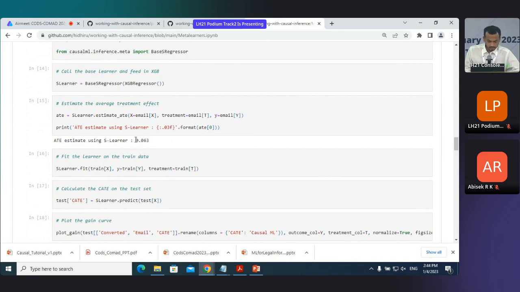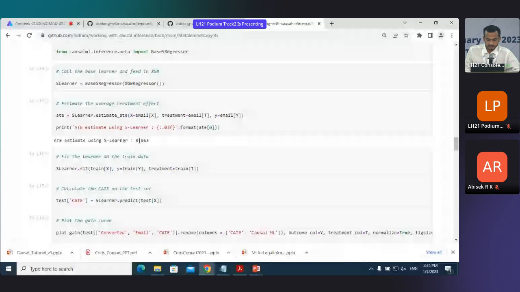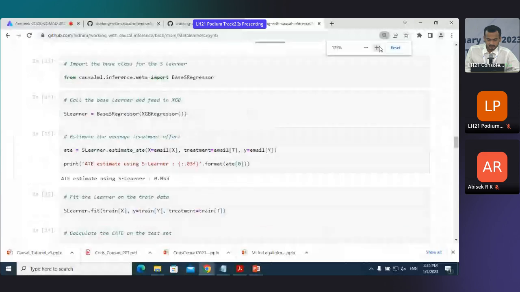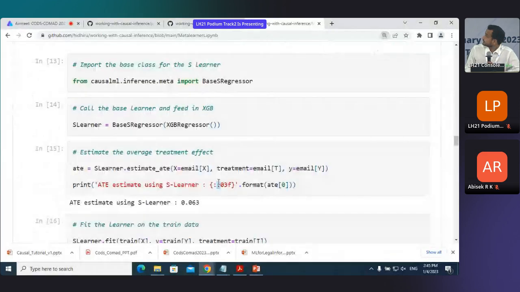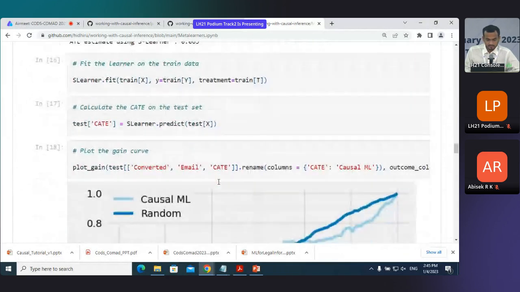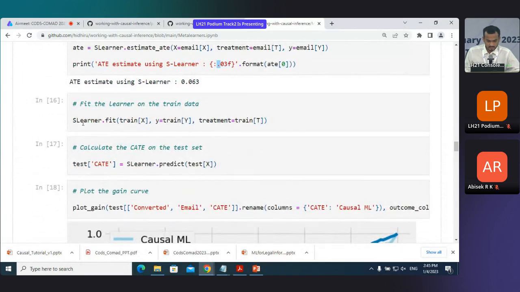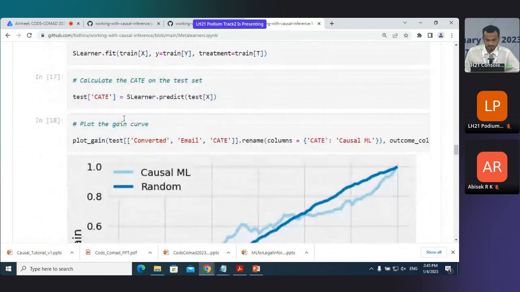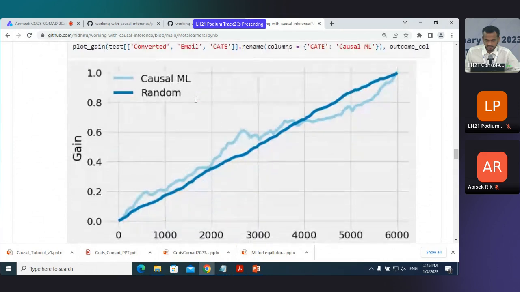So if we were to give treatment to all the population, the effect would be 0.63. So the probability that they would subscribe would be 0.63. Now we can fit the training data on the S-learner that we have initialized and estimate the GATE on the test data and plot the gain curve again and see how the learner is performing.